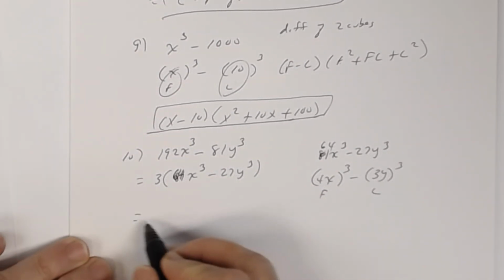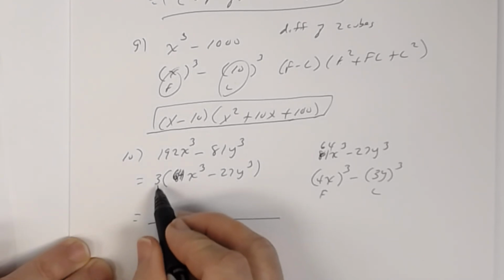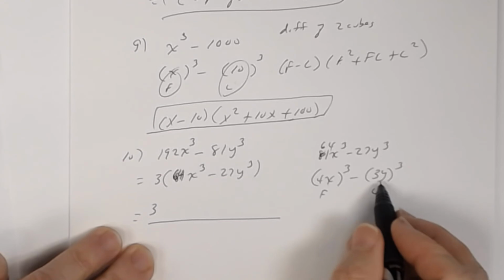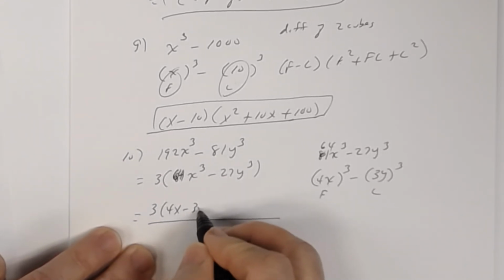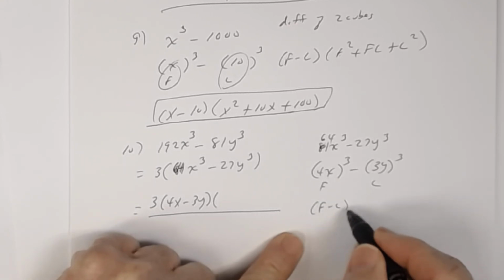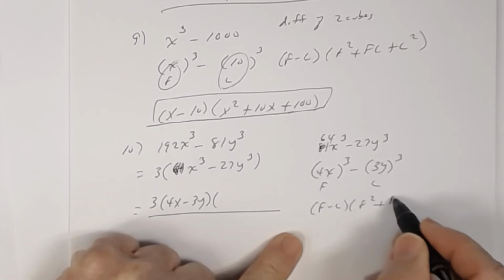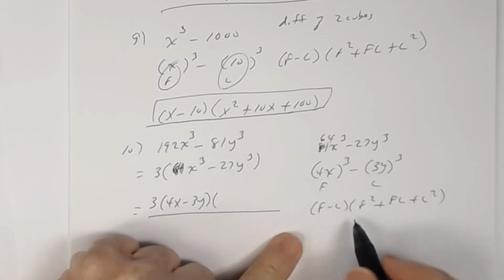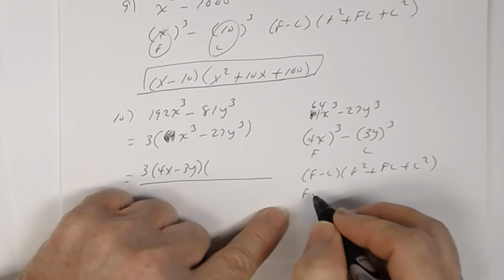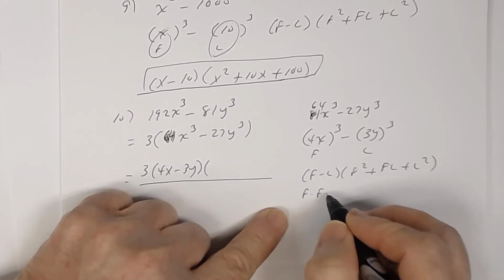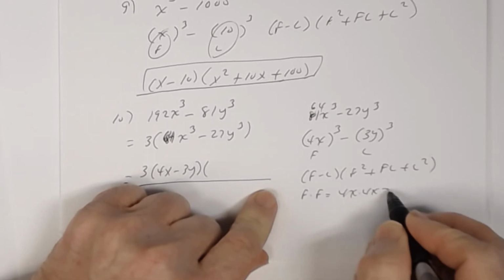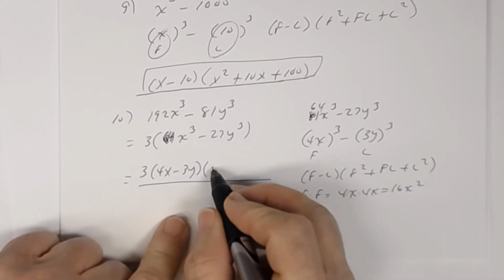So let's use our formula. Now remember though, this factor 3 is part of the answer. So we get a binomial, 4x minus 3y, times, all right, so remember our formula. f minus l times f squared plus fl plus l squared. So I already have my binomial, so let's look at the trinomial. So f squared means f times f, right? And so f here is 4x. So 4x times 4x is 16x squared. So that goes here.